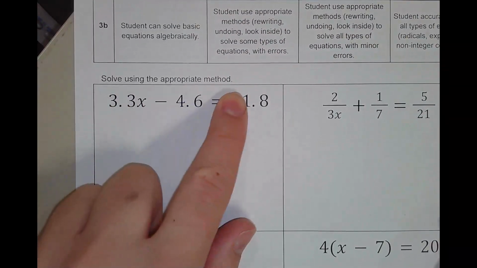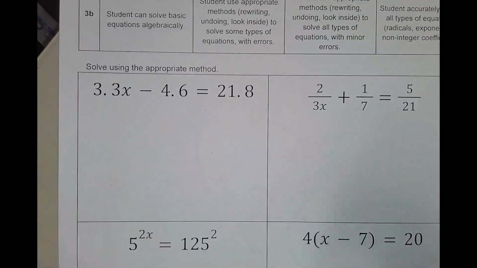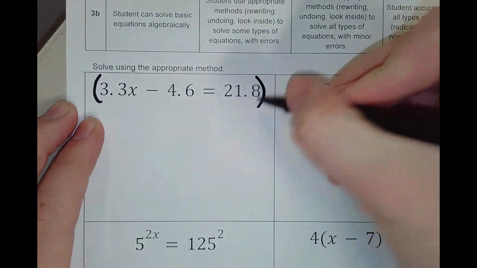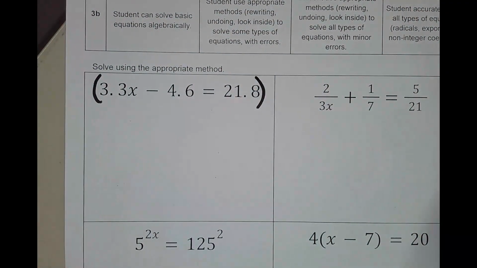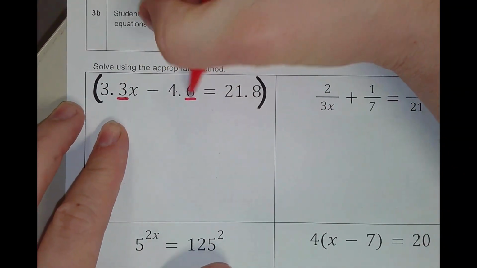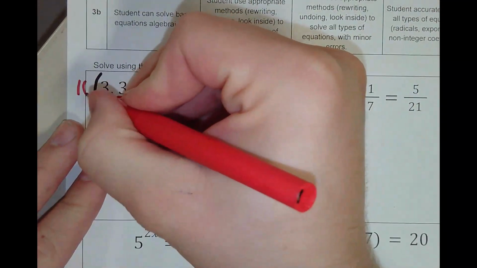Solve using the appropriate method. You can solve these in many different ways, but I'm going to be showing a way that might be preferred by you. For this first question, I'm going to notice that I have decimals. If I want to get rid of decimals, then all I have to do is multiply by 10 or 100 or even 1,000. For this case, we only have the tenths place.